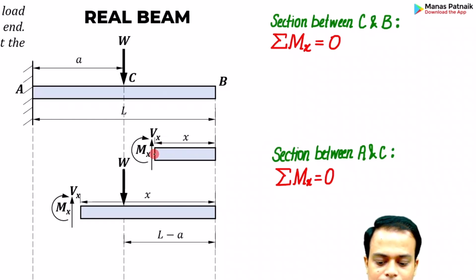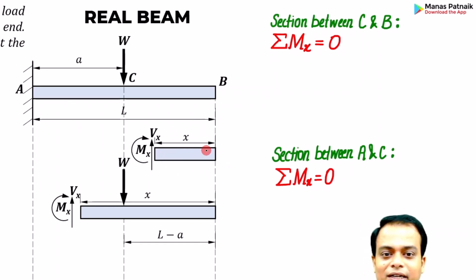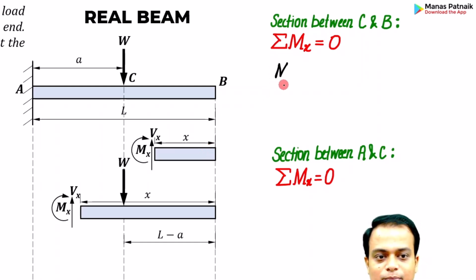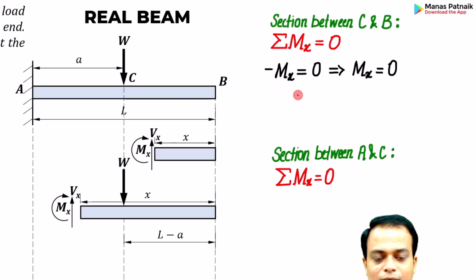MX, is there any other load acting? In fact, sir, there is no load acting. If there is no load acting on this portion, why would there be any bending moment? It is simply minus Mx equal to 0. Mx is equal to 0.